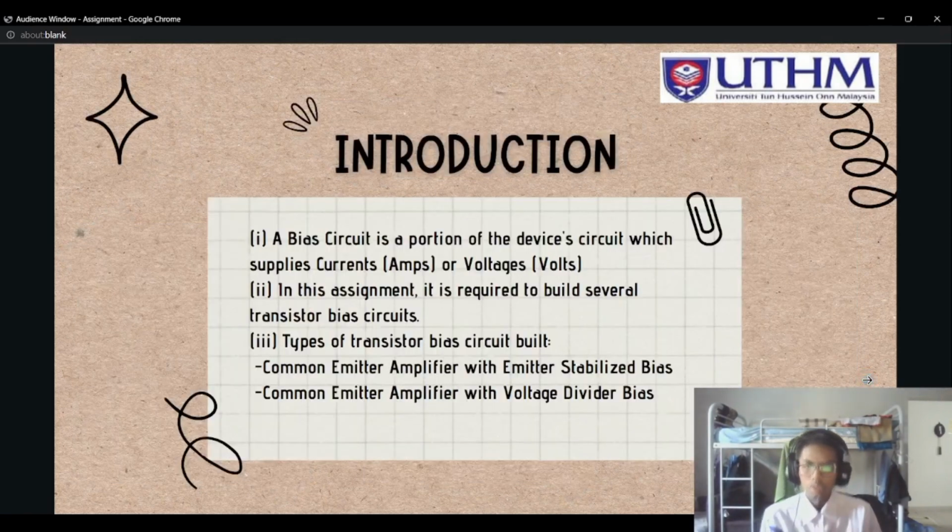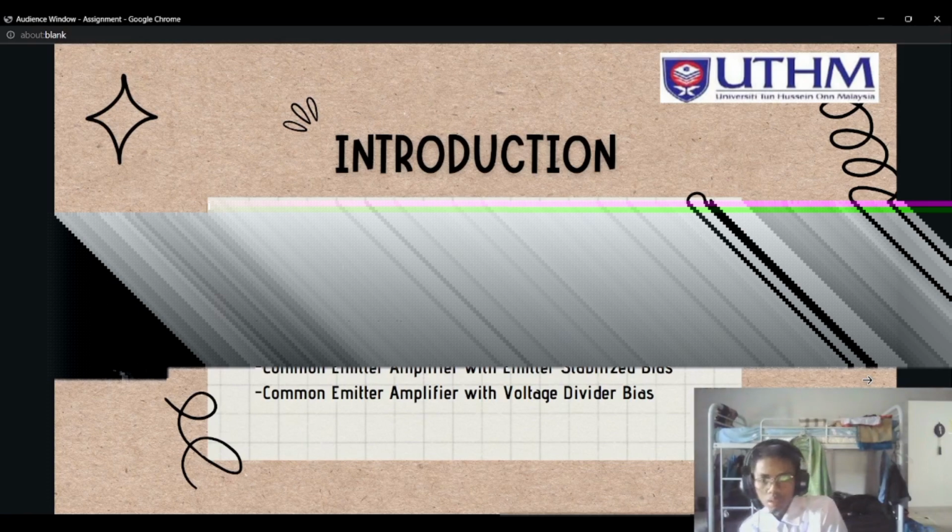I will be focusing on the introduction of our assignment. A bias circuit is a portion of the device circuit which supplies current, which is amperes, or voltage, which is volt, to the circuit. In this assignment, it is required to build several transistor bias circuits that will be supplying the transistor with amperes or volts.